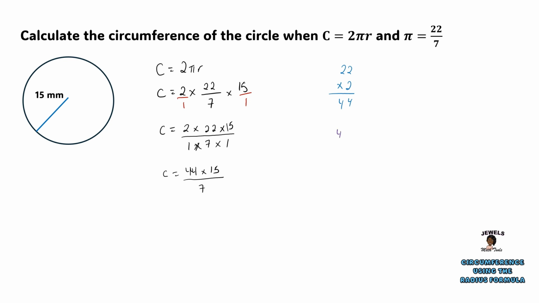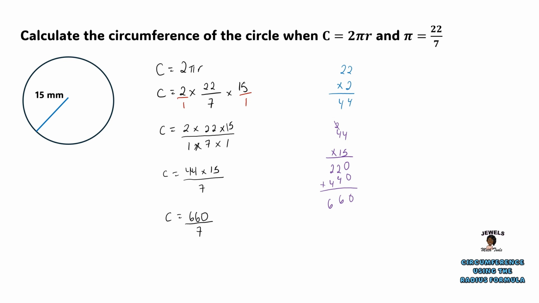So I will have 44 being multiplied by 15. 5 times 4 will give me 20. I'll put my 0, carry the 2. 4 times 5 is 20 plus 2 will give us 22. We'll add in our 0 and then begin multiplying by my 1. So 1 times 4 is 4. 1 times 4 is 4. Let's sum these numbers together. 0 plus 0 is 0. 2 plus 4 is 6. And 2 plus 4 is 6. So our new numerator after we've done multiplying is equal to 660, and we are keeping our denominator of 7.